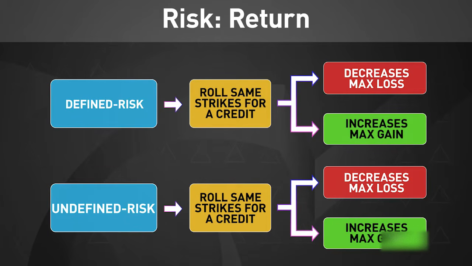Similarly, with undefined risk strategies, if you roll the whole strategy out at the same strikes, you roll the untested side in closer to the action, or some combination of the two, again, you're improving the risk-return dynamic by taking risk off the table, decreasing your max loss and increasing your max profit. Okay, so now you can probably see that rolling and adjusting and managing your positions is going to have a significant impact on that risk-return relationship. And the goal, of course, is to always improve that relationship.